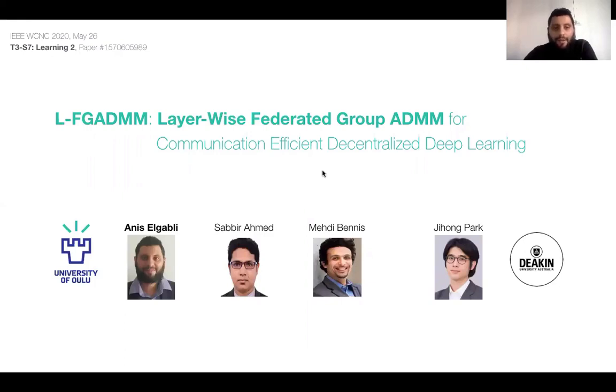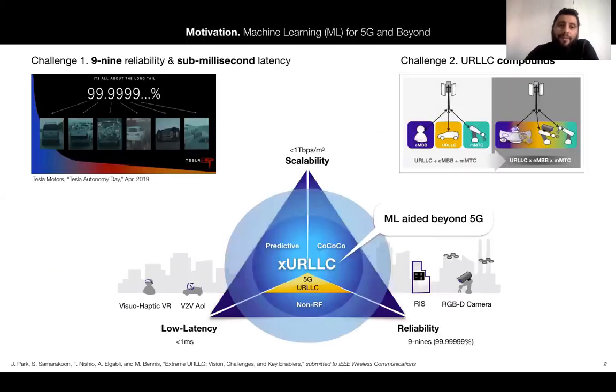I'm a postdoctoral researcher at the Center of Wireless Communications in University of Oulu in Finland. Today I will be presenting our paper entitled Layer-Wise Federated Group Alternating Direction Method of Multipliers for Communication Efficient Decentralized Deep Learning. This is a joint work with Sabir Ahmed and Mehdi Benes from the Center of Wireless Communications in University of Oulu, and also with Jihong Park from Deakin University in Australia.